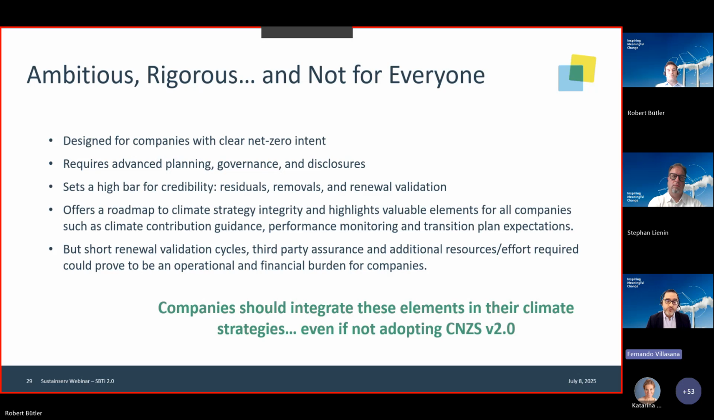The downsides include the short renewal validation cycles, the third-party assurance, and also all the additional resources and efforts required for the performance monitoring, that may prove to be an operational and even financial burden for companies. So, in my opinion, the new standard is not going to be for every company out there, but certainly every company can benefit from integrating these elements into their climate strategies.